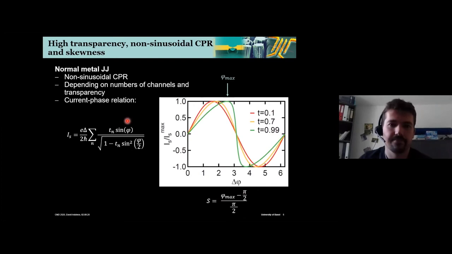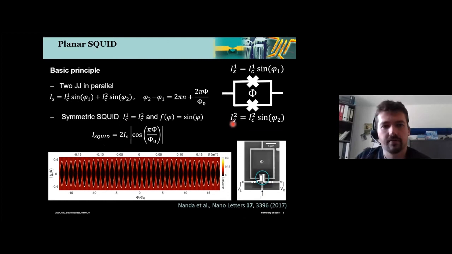So first, I want to introduce the basic principle by talking about the planar SQUID, as you can see it here on top schematically, or here on the bottom in the real device, which was fabricated by Nanda et al., where they use two graphene Josephson junctions intersecting the superconducting loop, and with two gates they can tune the critical current of both junctions individually.